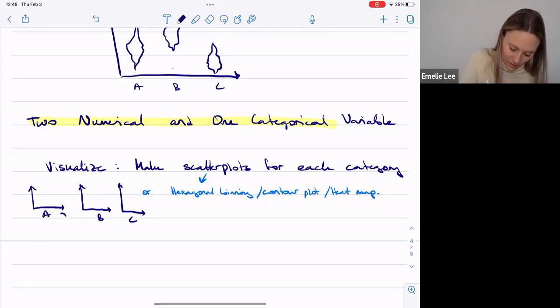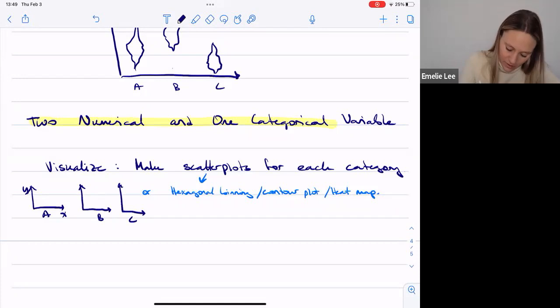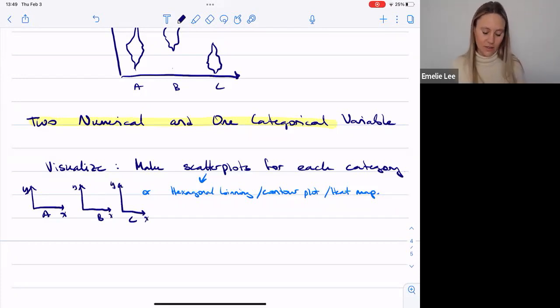Oh yeah, and you'd have an X and a Y. X and Y are numerical variables, right? And then categorical variables, the categories here in this fake example are A, B, and C, right? X and Y, X and Y. Okay, awesome. So that is great.